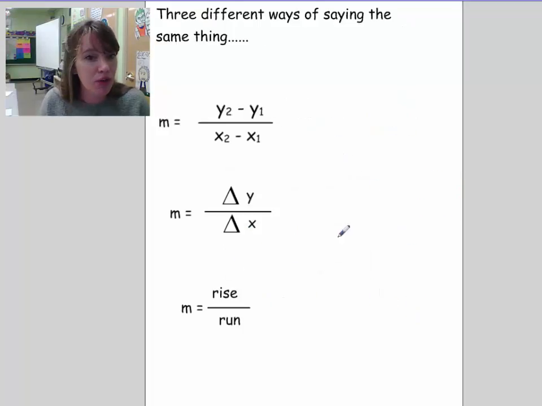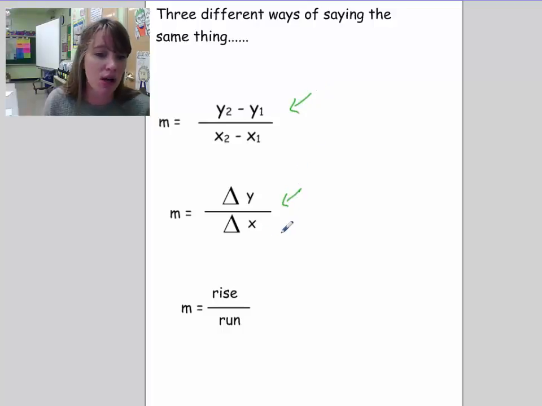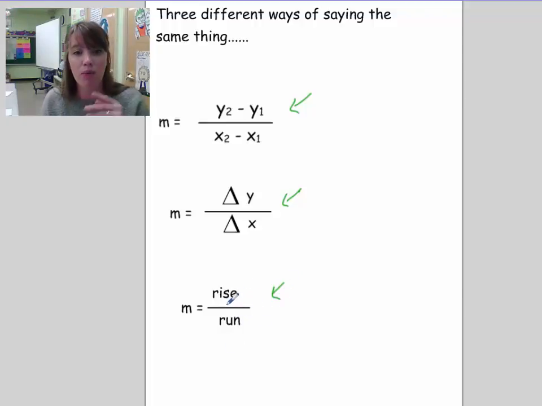Okay, so 3 different ways of saying the same thing. This is the formula, and this is a way of referring to the slope formula by using the ancient Greek letter delta to refer to change. Okay, and this is a mnemonic that people use in order to remember which change goes in the numerator and which change goes in the denominator. Because sometimes students will flip them around and say x over y instead of y over x. So this is a memory tool to figure that out.